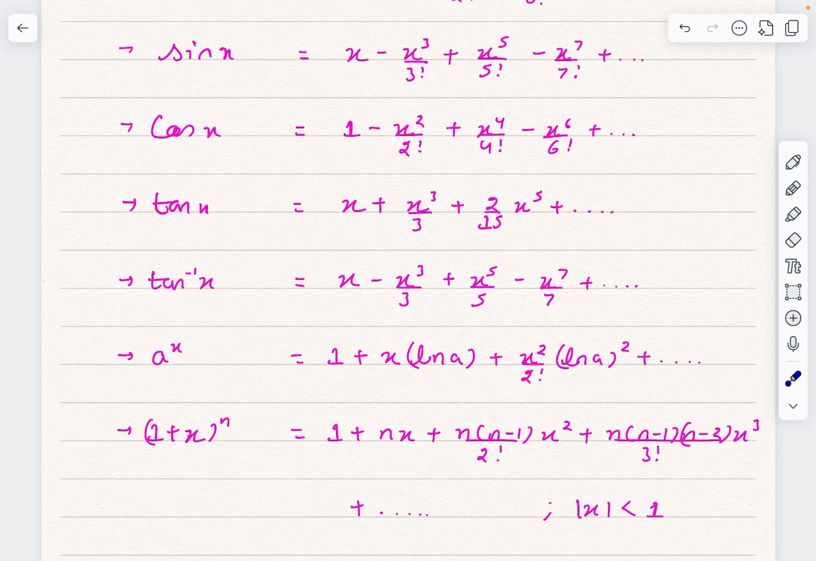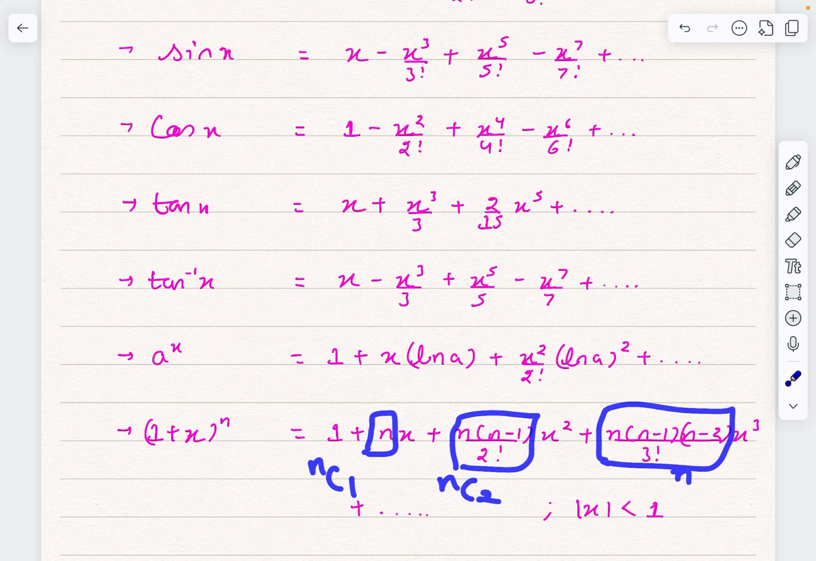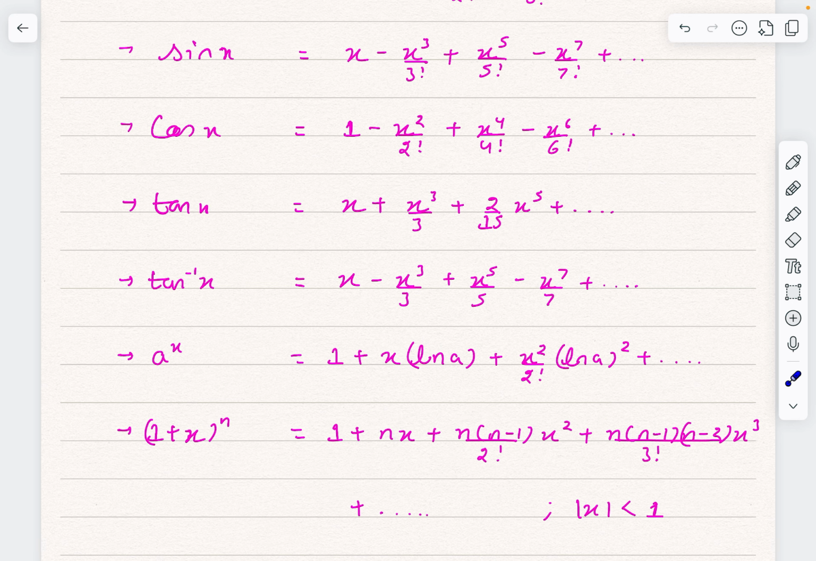Now if you have done the chapter binomial theorem, you will see it looks like nC1, this is like nC2, this is like nC3. But we don't use nC1 here, because nC1, nC2, nC3 are only for when n is a natural number. Here n could be any rational number. n could be 1 by 2, minus 1 by 2, minus 4 by 5, anything.